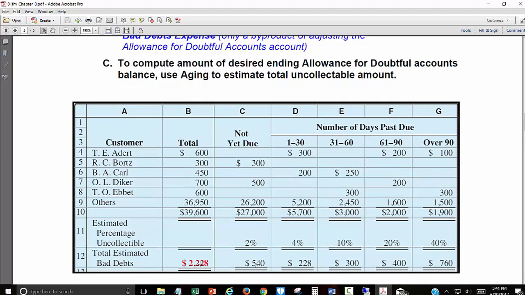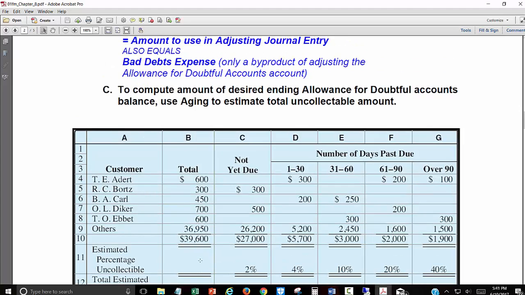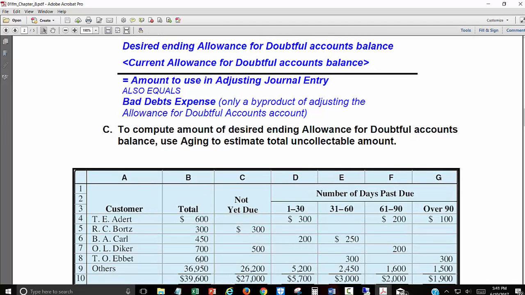So typically, if we're going from nothing to creating an allowance for doubtful accounts, at that same point in time, bad debts expense would be exactly the same amount. However, if we're moving from having a previous allowance for doubtful accounts to having a new balance, this is just the new balance that we'll want. We'll have to subtract the old balance in order to calculate how much our bad debts expense and the amount we'll be using in the adjusting journal entry should be.